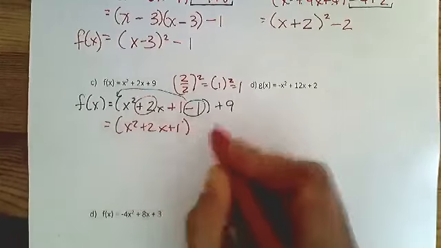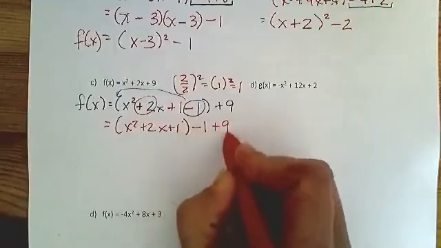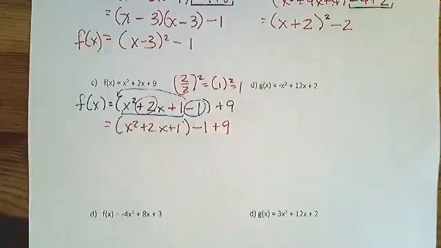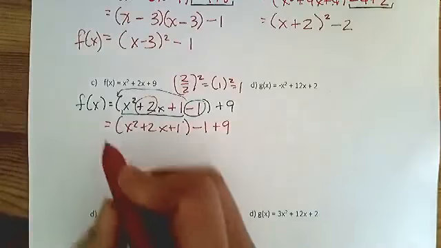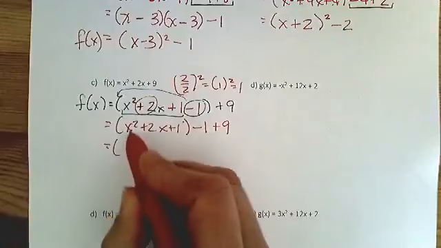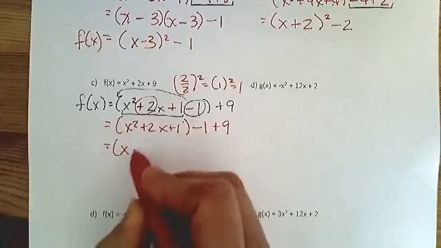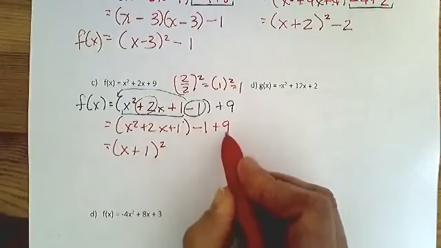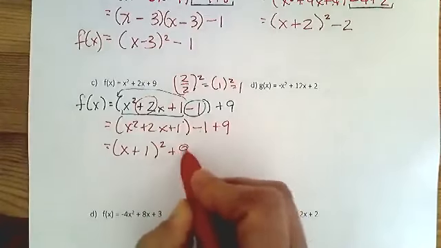because this is our perfect square trinomial. Remember, perfect square trinomial is just these first 3 terms. The next step is we'll factor this. Remember, it's the square root of the first one, the sign of the middle, the square root of the last term, squared. A -1 and a +9 will be 8.